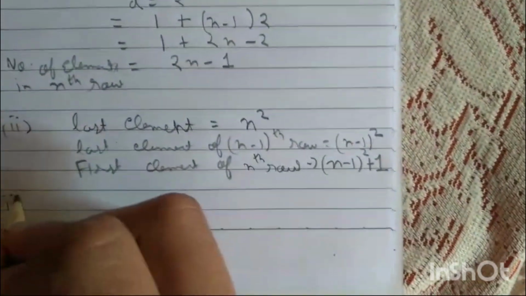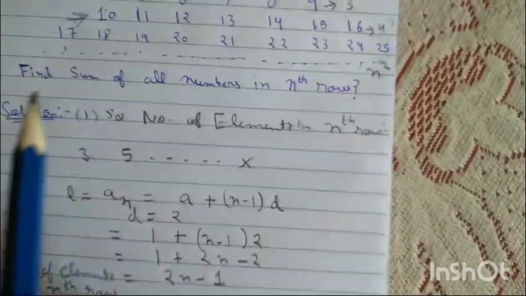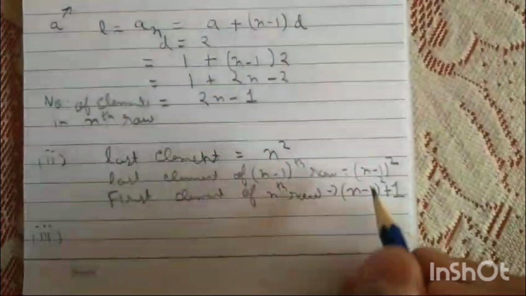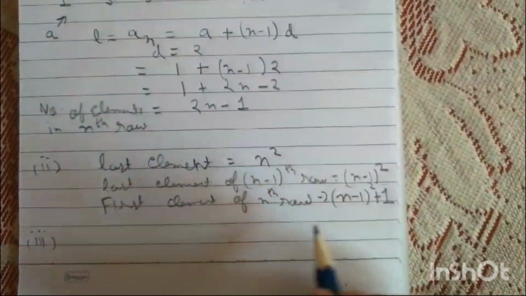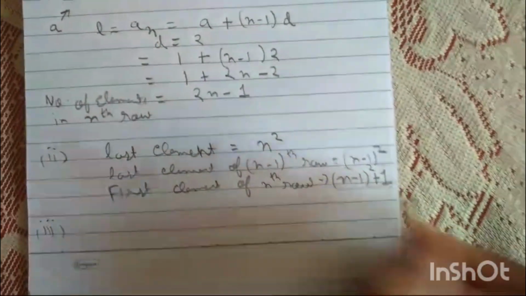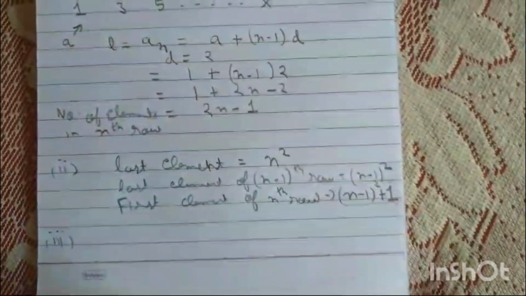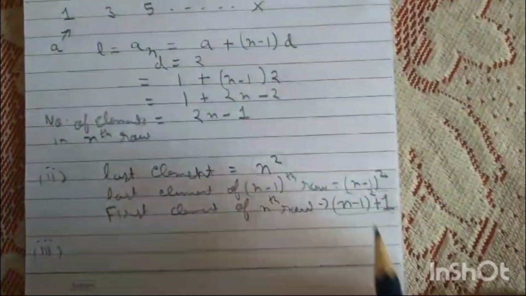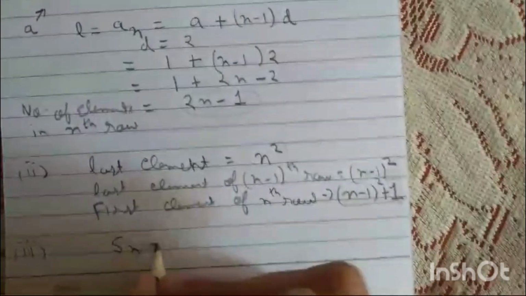Now we are going to find our final thing. What's our question? The sum of all the numbers in the nth row. Okay, now we know the first element will be n minus 1 whole square plus 1. We know the last element is n square. We also know the number of elements in it. Now we have to just apply the Sn formula, the sum of elements.